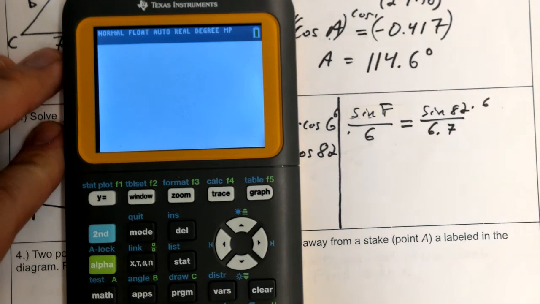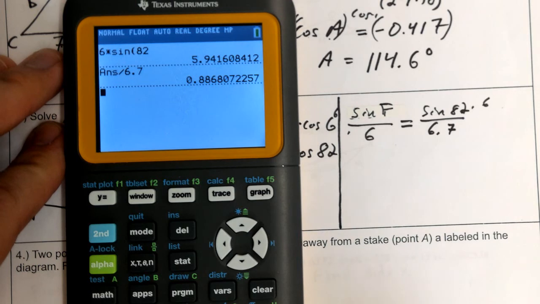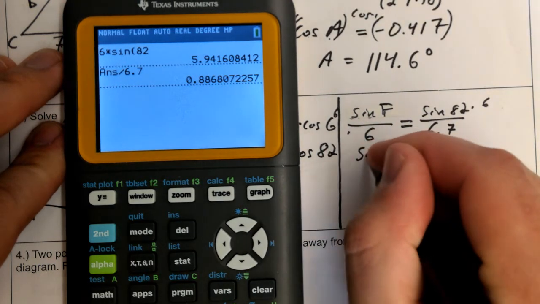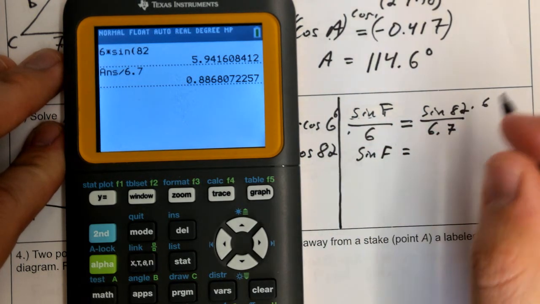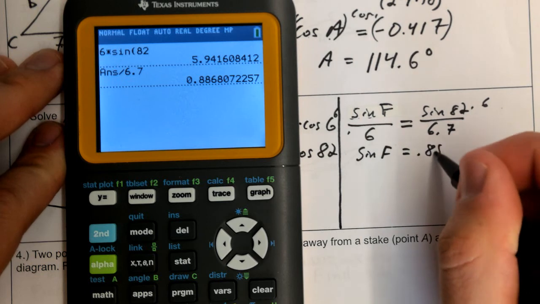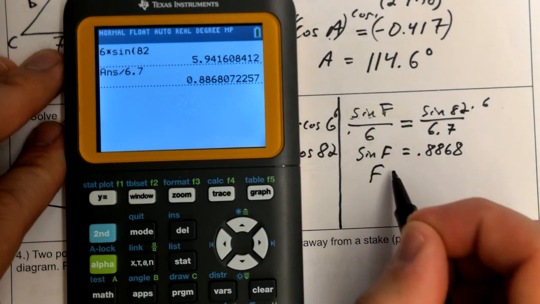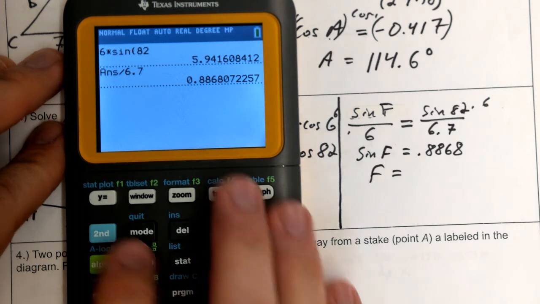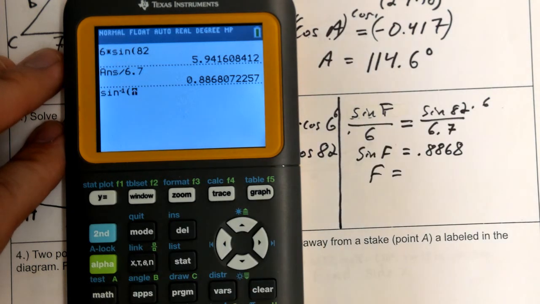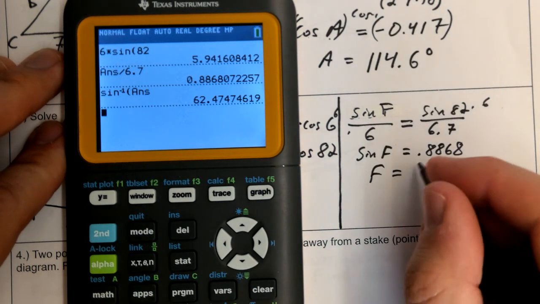I'm going to go 6 times sine of 82 divided by 6.7. And so that will be sine of f, right? Sine of f is equal to 0.8868. And then f will be the inverse sine of that. So we take the inverse sine of both sides, and you get 62.5 degrees.